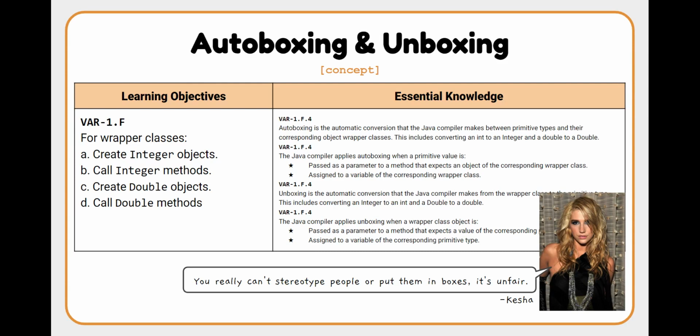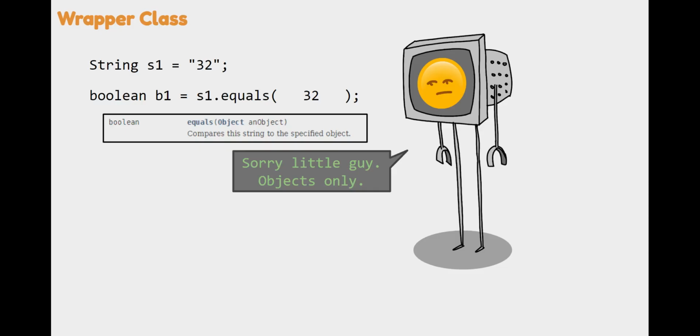Okay, let's move on to autoboxing and unboxing. We are still working on that same learning objective. In our code sample, we are declaring and initializing a String variable named s1 to the string literal 32. Then we are declaring and initializing a boolean variable named b1. We are assigning it the result of calling the equals method on that string object that we just created. And we want to pass in the integer literal 32 into that equals method.